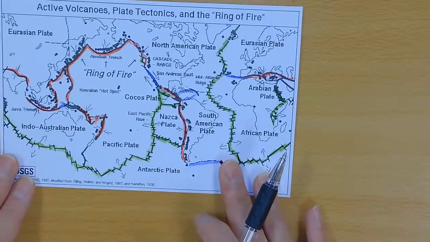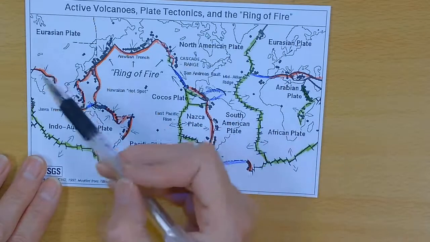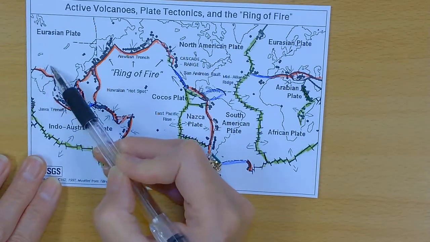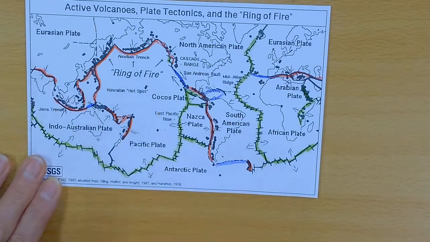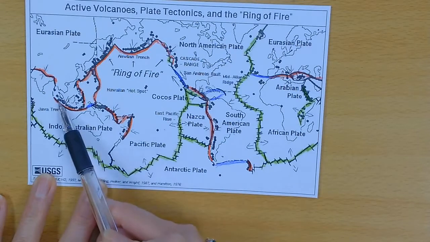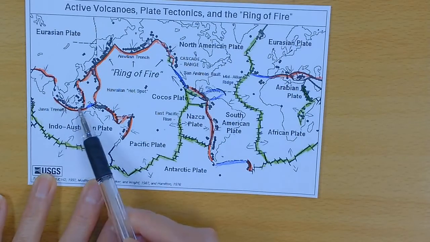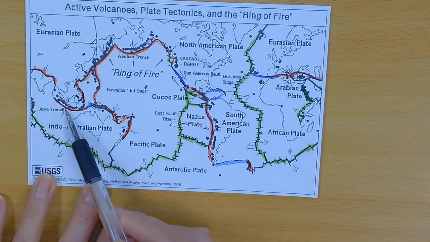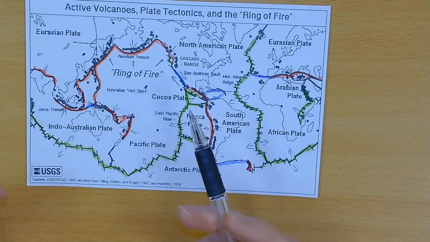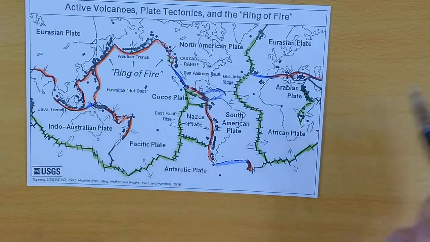You have three types of convergent plate boundaries. You have continental to continental, mountain ranges, earthquakes. If it is ocean to ocean, you have your island arcs, which are full of volcanoes. It's volcanic island arcs, trenches, earthquakes, that subduction zone.